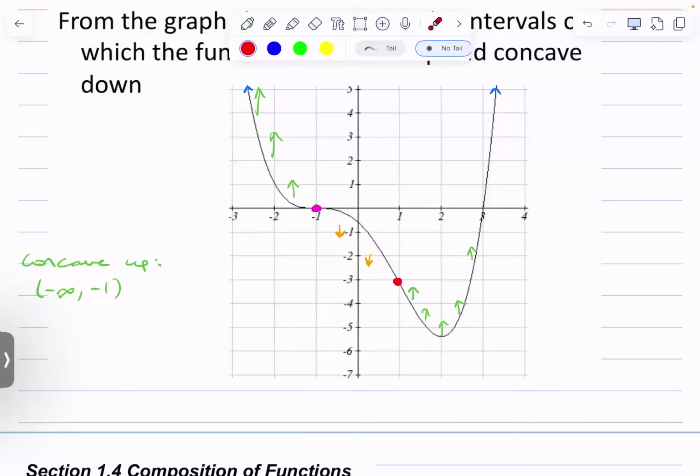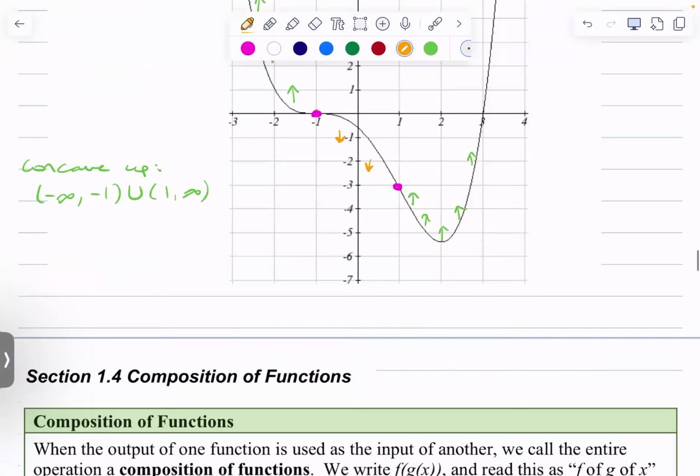And it picks up again here at x equals 1 and going to infinity. Or 1 to infinity. Concave down. Going to go between -1 and 1, which I feel like I heard.